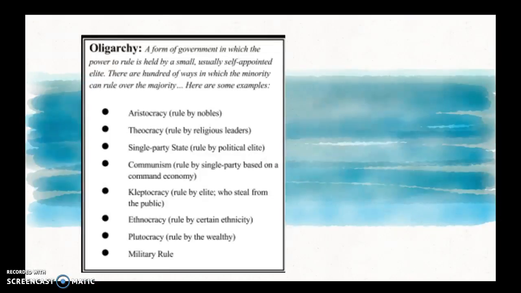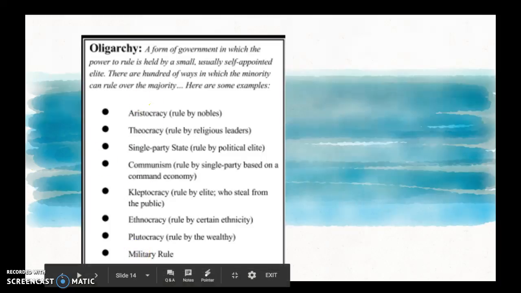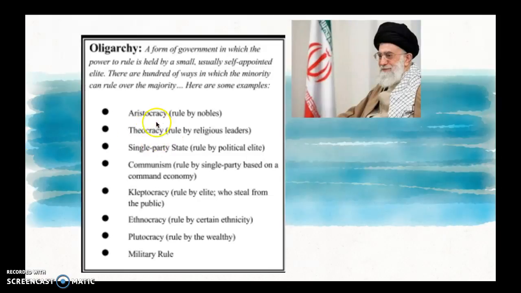Moving on, also you will see during this course, we'll talk about oligarchies. So this is a form of government in which the power to rule is held by a small and usually self-appointed elite. And there are lots and lots of different ways a minority can rule over a majority. I just want you to have a few of these down in your notes. I'm going to highlight which ones for you right now. So the first is a theocracy. In the second part of the year, we'll talk about Iran, which is a theocracy ruled by religious leaders. And here's the supreme leader of Iran, Ali Khamenei. He's the supreme leader of the Ayatollah.